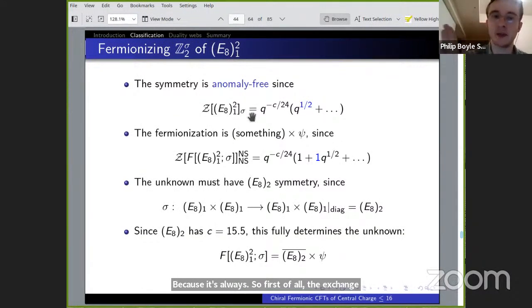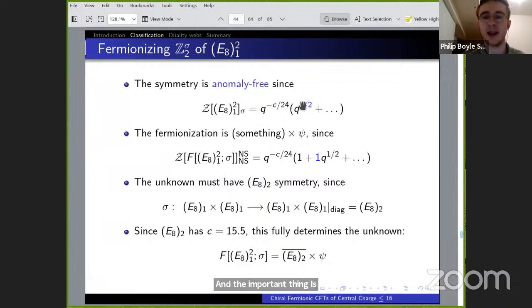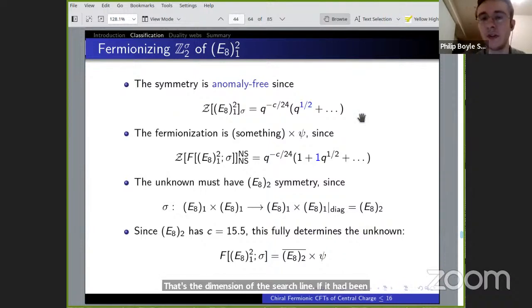function with a vertical insertion of the symmetry line. You explicitly compute it. And the important thing is this power here is a half. That's the dimension of the symmetry line. If it had been a quarter, it would have been anomalous, but this is a half, which indicates there's no anomaly. So we can fermionize it.